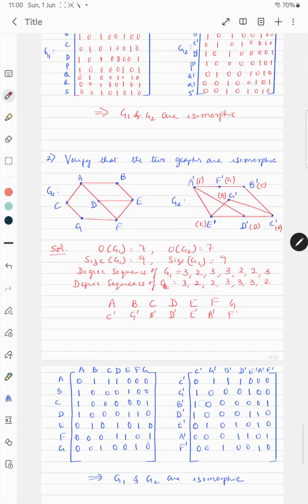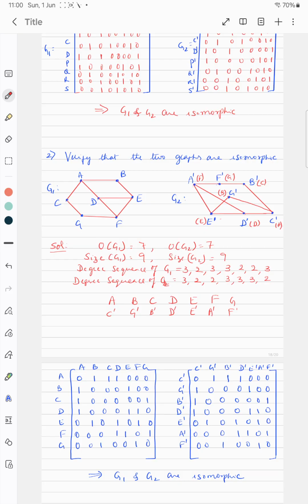Now if you write the adjacency matrix of both the graphs, by labeling each of the rows of G1 by A, B, C, D, E, F, G, and each row of the second graph G2 by the same order C dash, G dash, B dash, D dash, E dash, A dash and F dash, we get both the matrices the same. So this implies that G1 and G2 are isomorphic. Thank you.